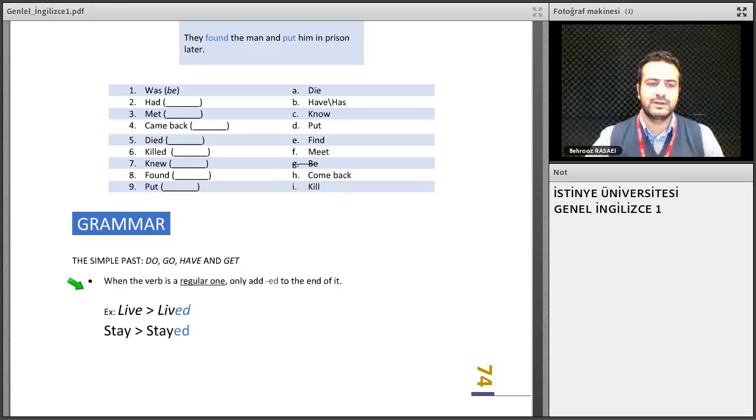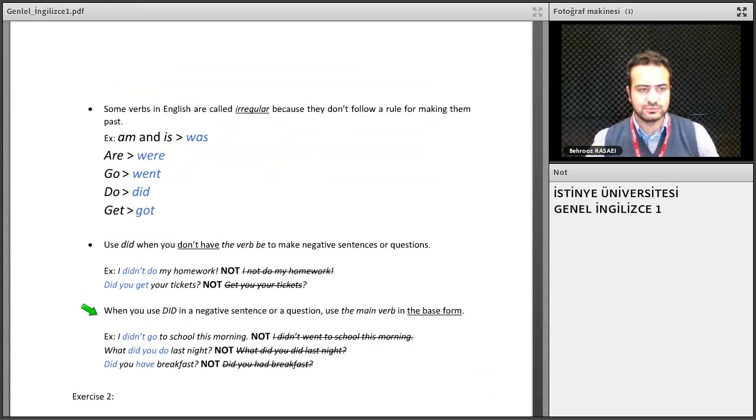So the simple past, we do, go, have, and get. When the verb is a regular one, you just have to add ed to the end of it, like live, lived, listen, listened, or kill, killed. You just have to add ed to the end of them.